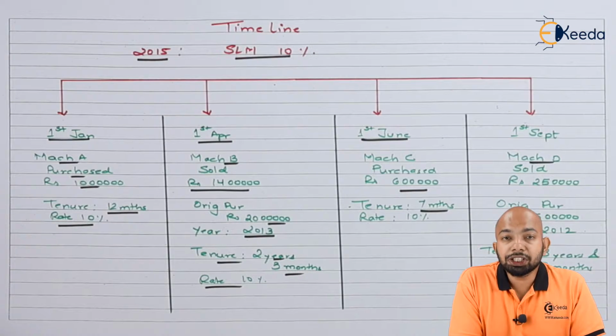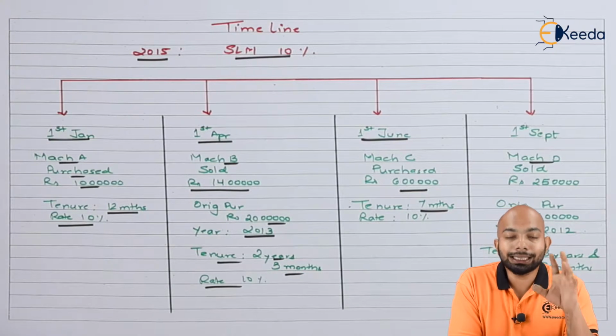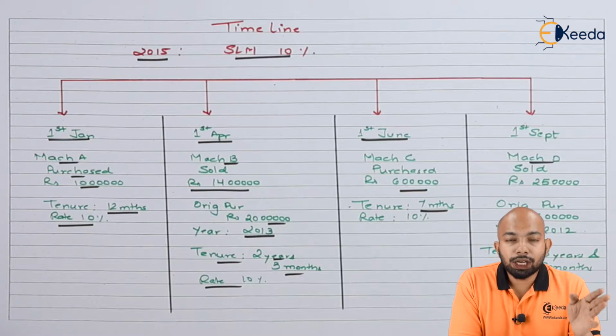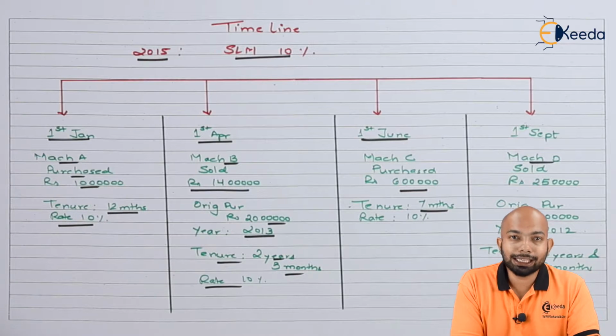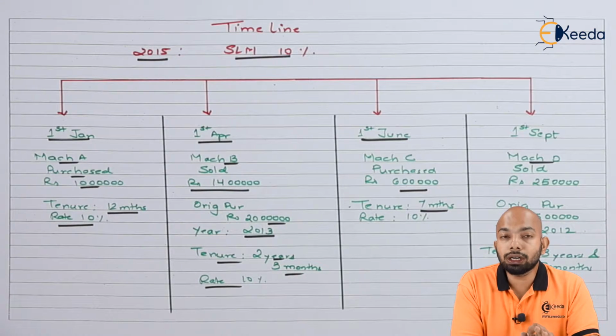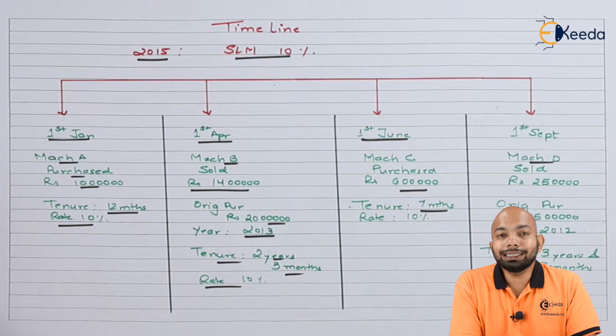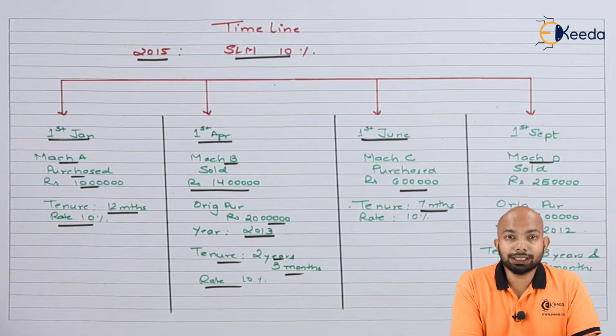On 1st of September, machine D was sold for rupees 2,50,000. Originally purchased in the year 2012. Again, we have assumed that here the date of purchase is in the month of Jan itself. So from Jan until 2015 September, we have to calculate the depreciation. However, as the date of sale is 1st of September, you have to calculate depreciation only until the month of August itself. So the depreciation being provided here will be for 3 years and 8 months. That is the tenure of this asset.